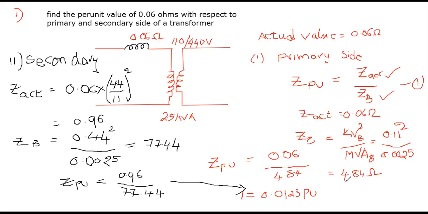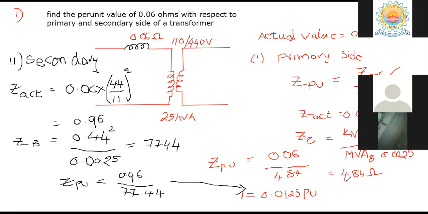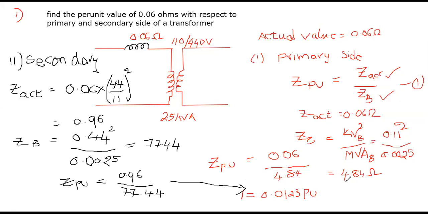Okay, the per unit value of the component is the same on either side of the transformer. So 0.06 ohms is the actual value of the component that he has connected on the primary side of the transformer. The per unit value is 0.0123. Even if you shift that 0.06 ohms to the secondary side of the transformer, you will get the same answer. Now see how simple it is.